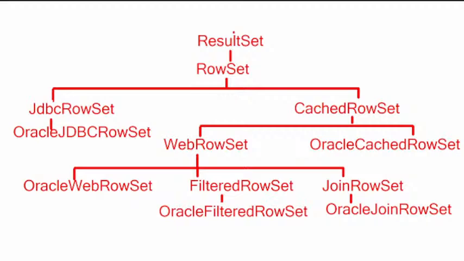See, at the top of the hierarchy, ResultSet is there. ResultSet is extended by RowSet. RowSet is extended by JdbcRowSet and CachedRowSet. From CachedRowSet, WebRowSet. From WebRowSet, FilteredRowSet and JoinRowSet. These are interfaces. Oracle is there, no? Those are classes. Oracle is not there, no? Those are interfaces. Interfaces and classes, complete hierarchy given.